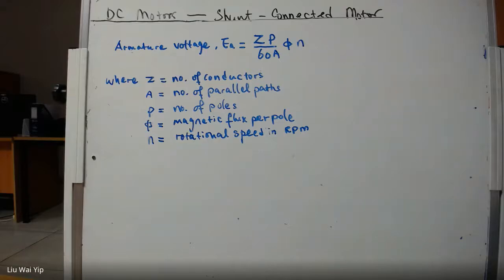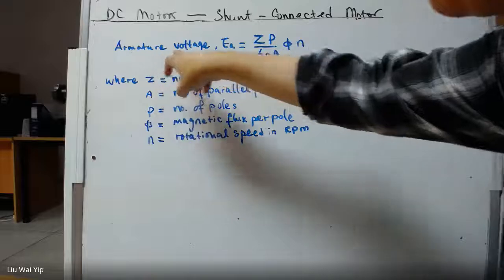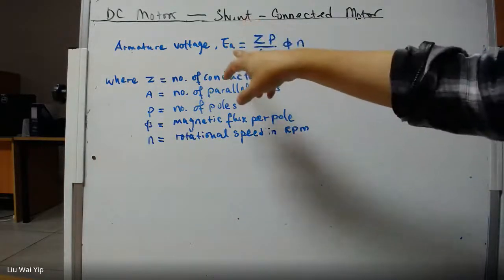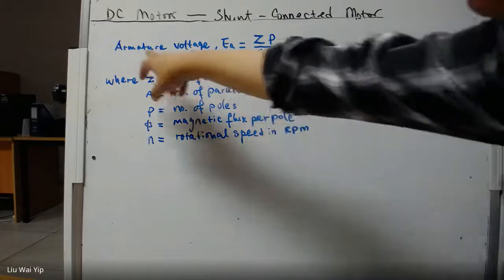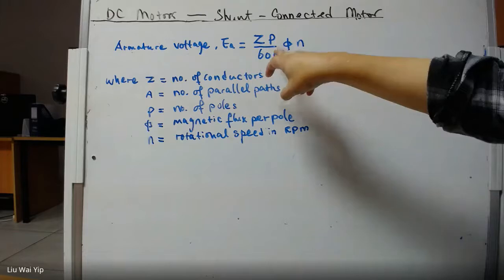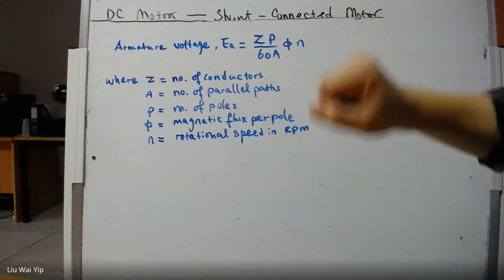Hello, my friends. Today we are going to continue with the topic DC motors. In the last lectures, we have already derived a formula for the armature's voltage. In this formula, EA, which stands for the armature voltage, is given by Zp divided by 60A times phi n.